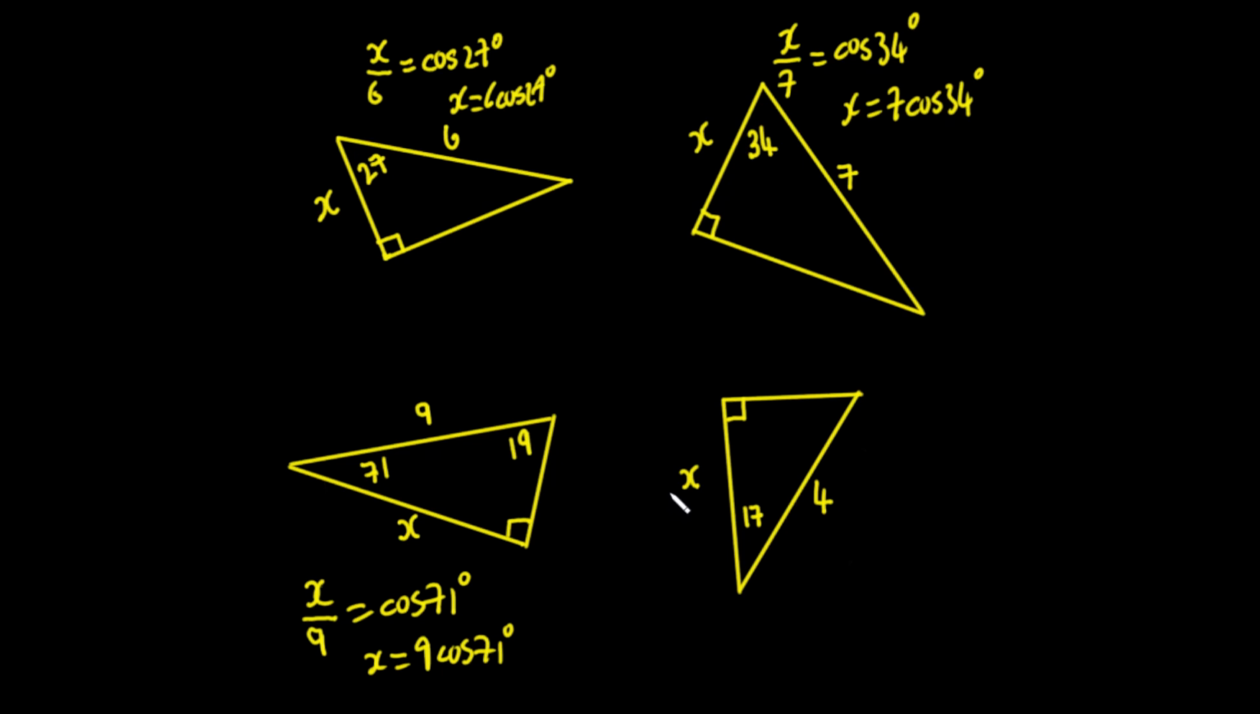So finally, look at this one here. We have a right angle triangle, we have a length of 4, we have an angle of 17. X is adjacent to that angle, so again we're going to have the value of x divided by 4, which is the adjacent divided by the hypotenuse, which is equal to the cosine of the angle 17 degrees. So the value is x is equal to 4 cos 17 degrees. And you can put this in your calculator and get the value for this length x.